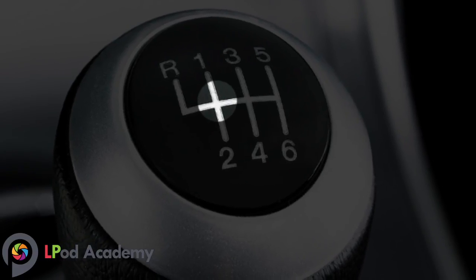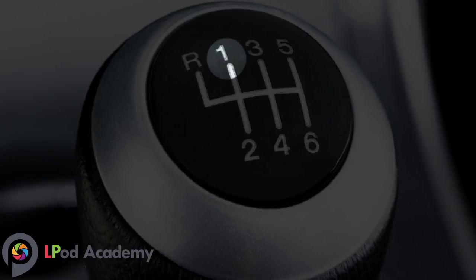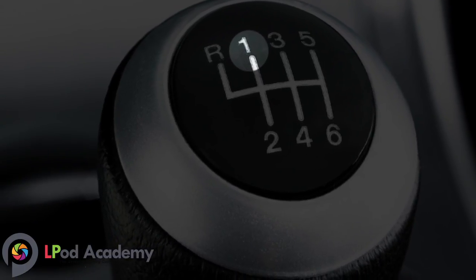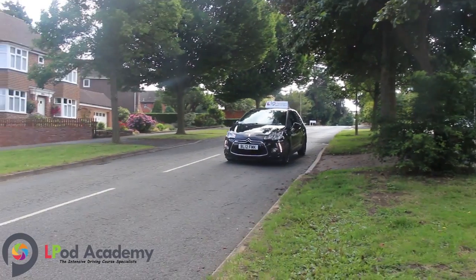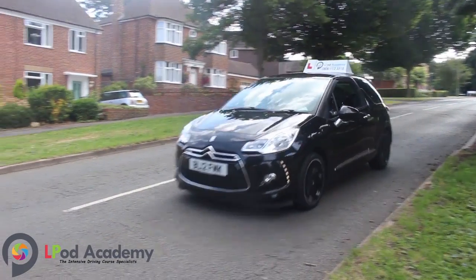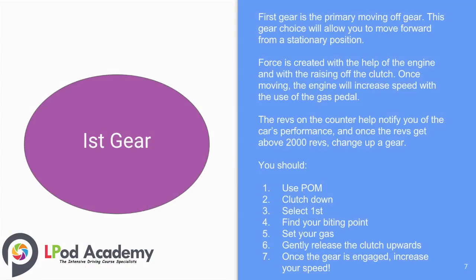First gear. First gear is the primary moving off gear. This gear choice will allow you to move forward from a stationary position. Force is created with the help of the engine and with the raising of the clutch. Once the car is moving, the engine will increase the speed with the use of the gas pedal. The revs on the counter help notify you of the car's performance, and once the revs get above 2000 revs, you should change up a gear.